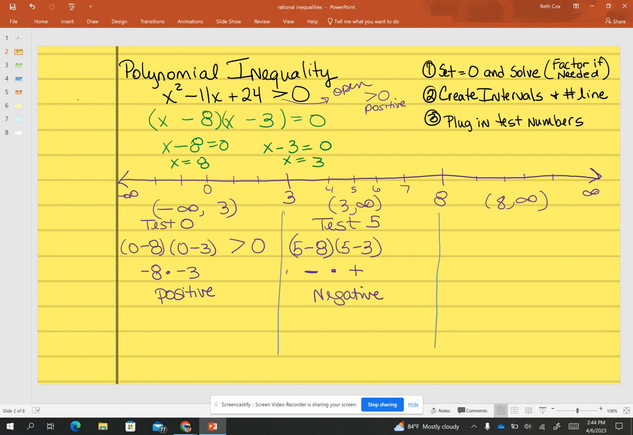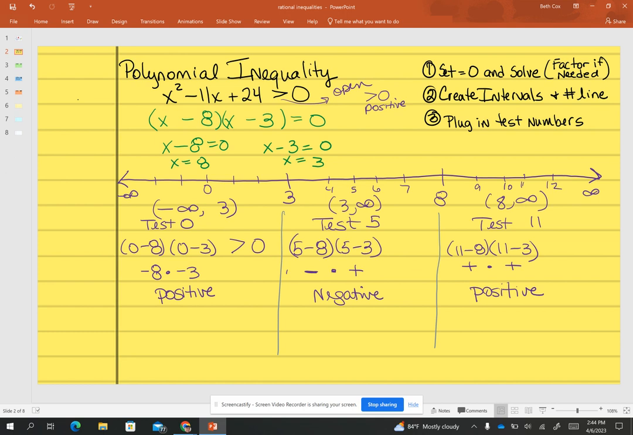Over here, I'm going to pick a number in this section. So I'm going to test, let's do 11. It doesn't matter. And we'll do 11 minus 8 and 11 minus 3. That's a positive number. That's a positive number. A positive times a positive is a positive. Now, I could actually calculate the number, but I don't need to, not for this situation.